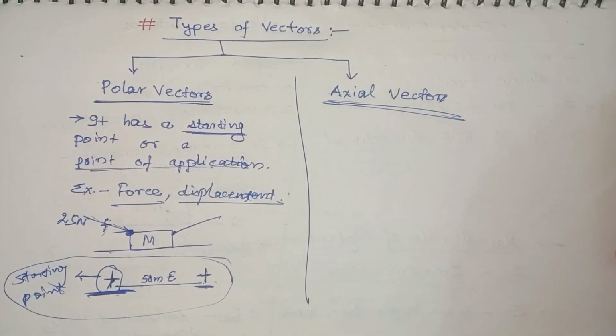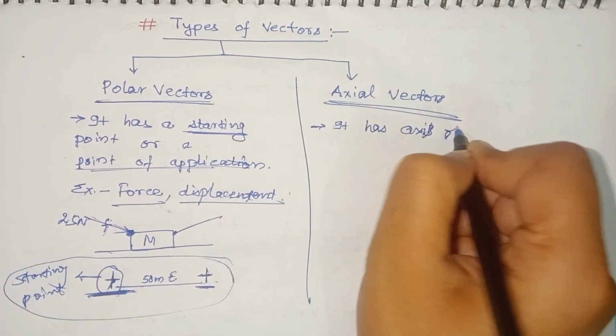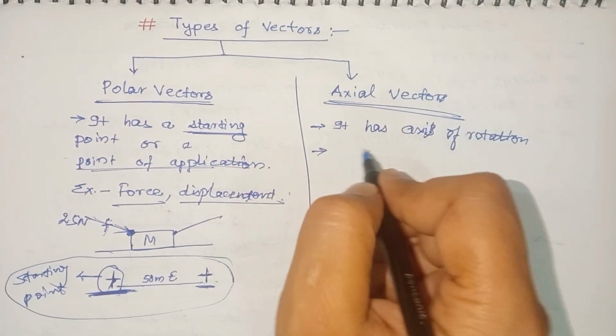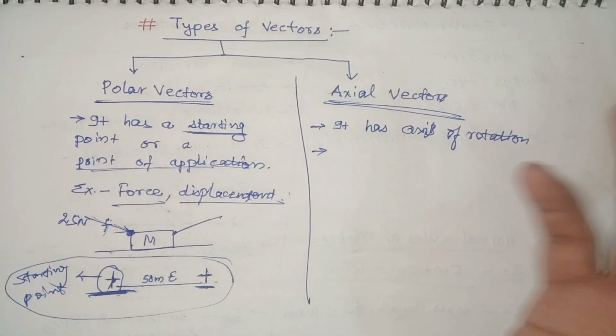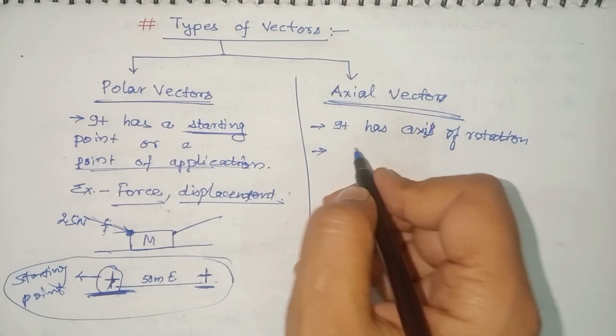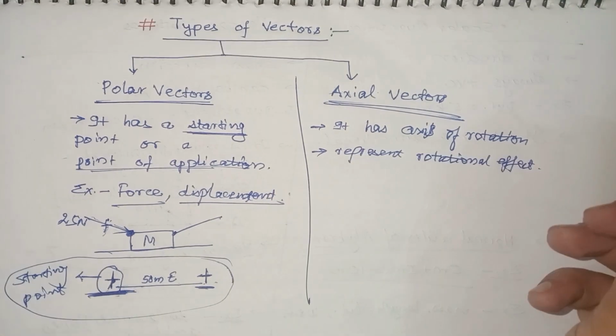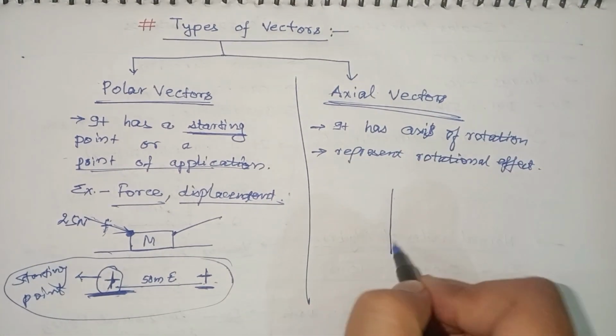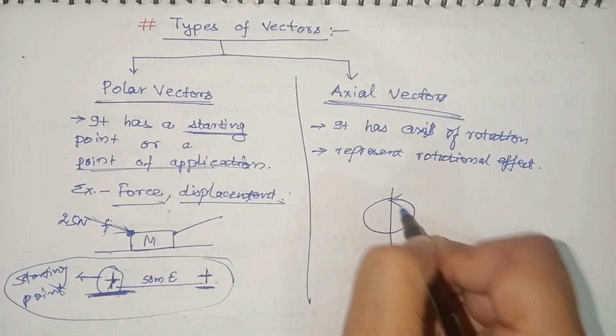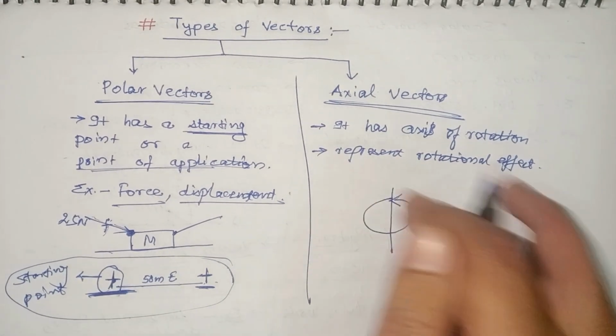Now, axial vector. The name suggests it must have some axis of rotation. It has an axis of rotation. One more thing we can say: it represents rotational effect. The vectors which represent rotational effect. It means it has one axis of rotation and it shows rotational effect.